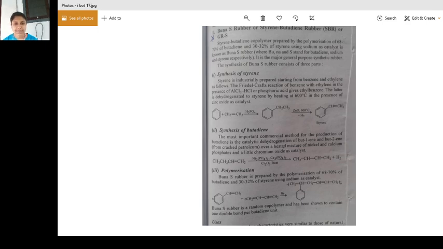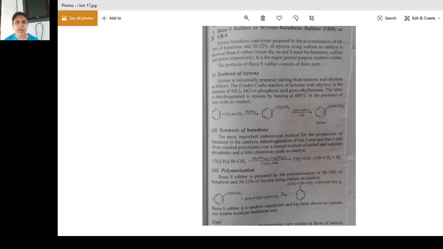Okay, welcome all. So today we will study about different types of rubbers other than natural rubber, that is synthetic rubbers. First of all, Buna S, then Buna N, then neoprene. These are the three types of synthetic rubbers we have to study.